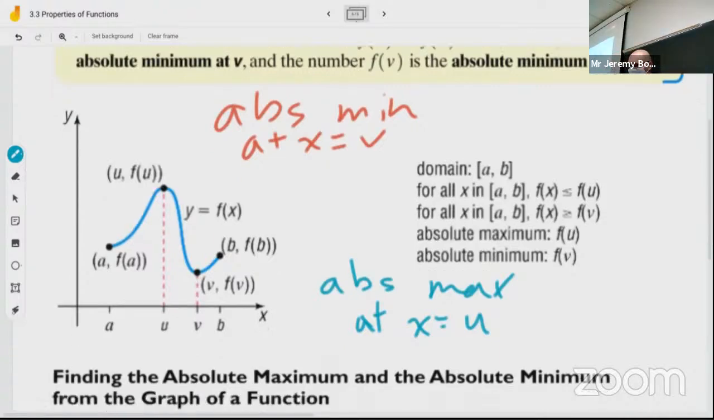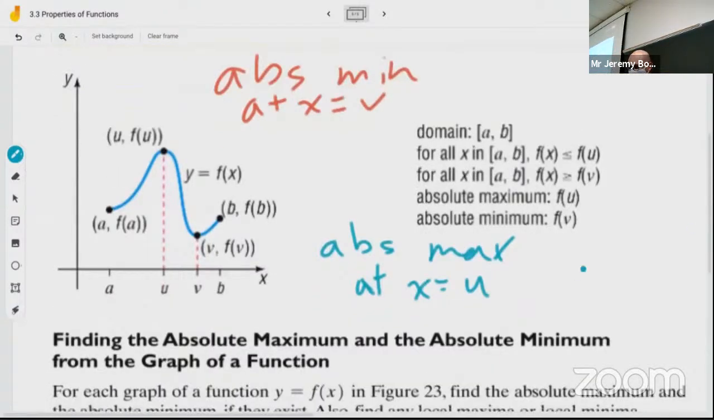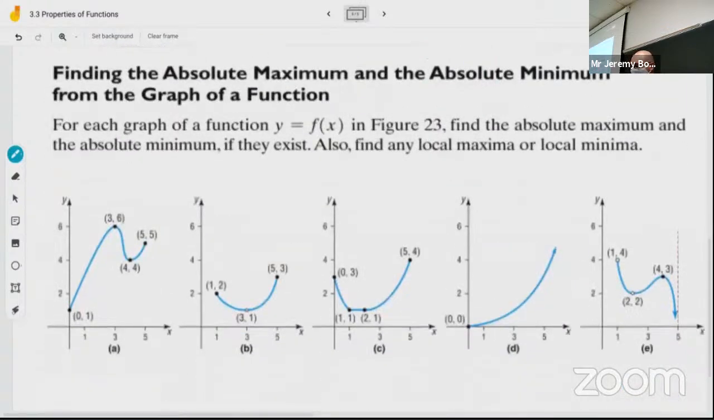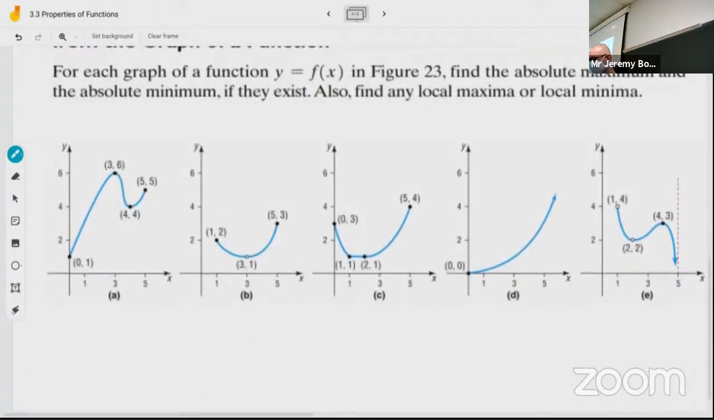All right, so let's look at some other ones. Let's look at A, and let's do absolute min and absolute max.